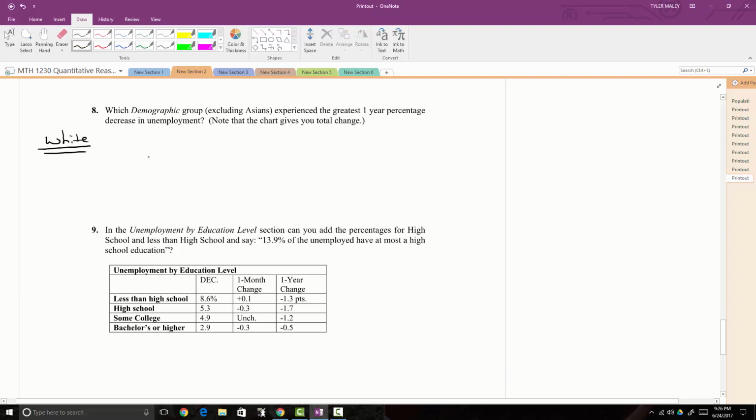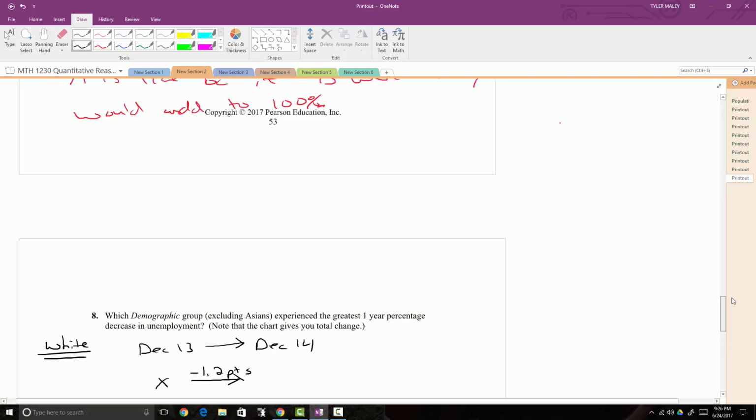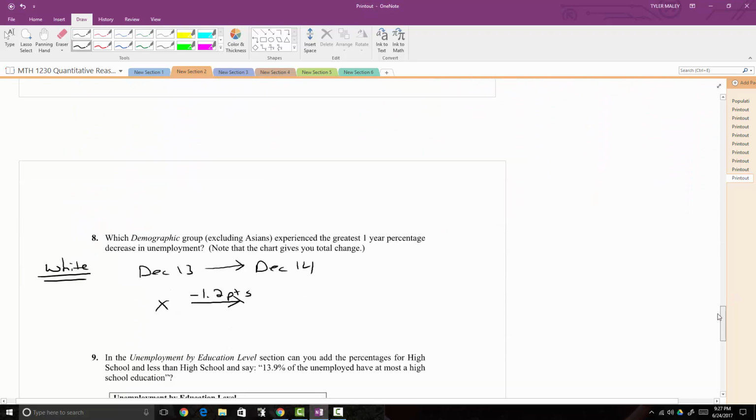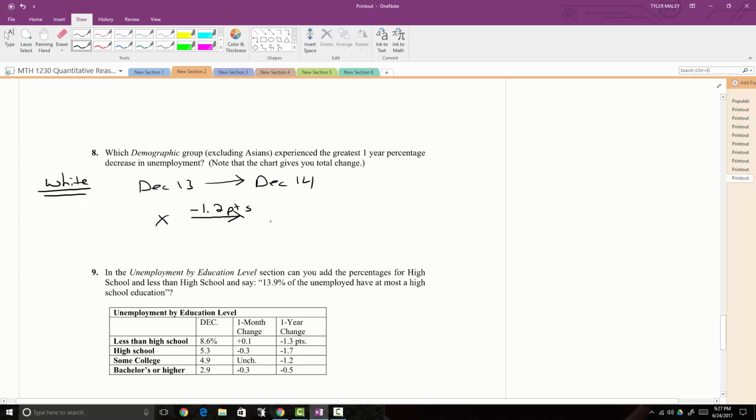So for the white population, if we look up at the table, we're comparing December of 13 to December 14. December 13 is what we don't know, X, but we changed negative 1.2 points. So if we go back up, for white, the one-year change was negative 1.2 points. Then this went to 4.8%, so I would have X minus 1.2 percentage points equals 4.8. If I solve for X, X is equal to 6. So in December 13, we had 6%.